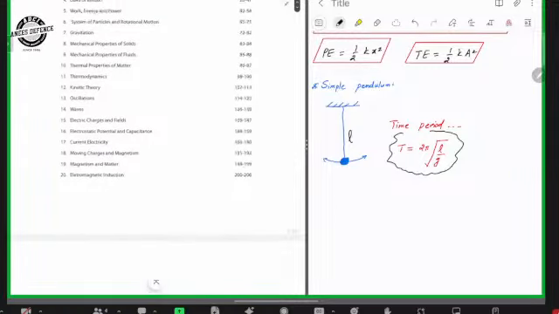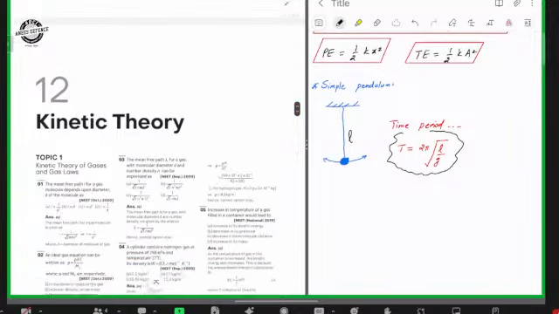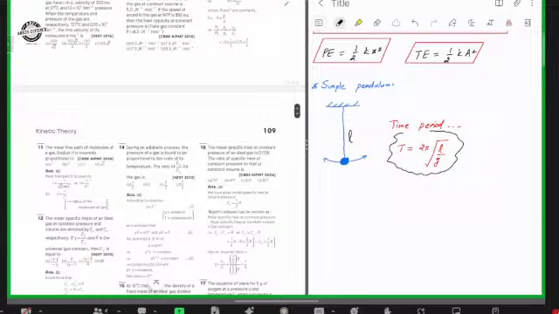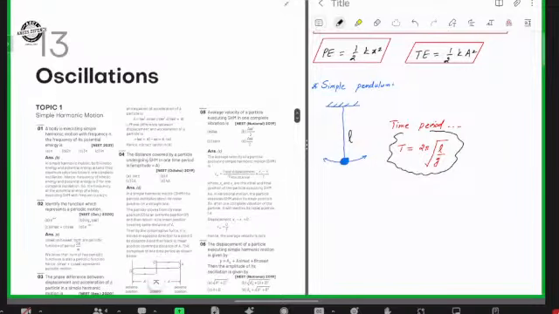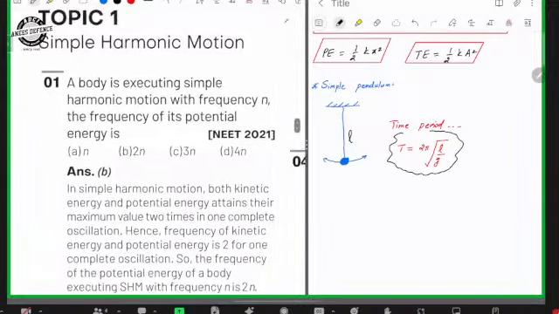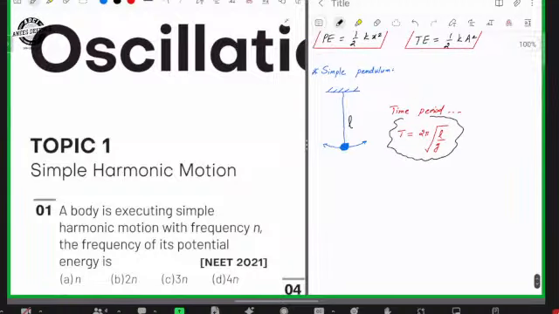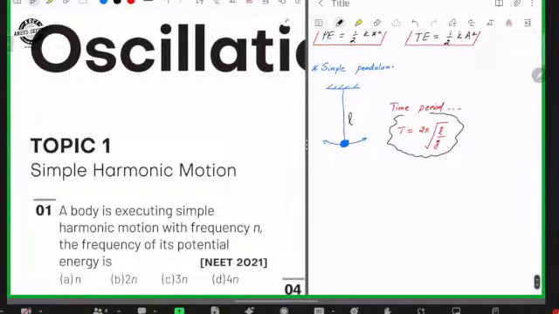Oscillation is on page number 114. Let's go to page number 114. Okay, this is oscillation. See, this question was asked in NEET 2021. Please read the question. A body is executing simple harmonic motion with frequency n. The frequency of its potential energy is?